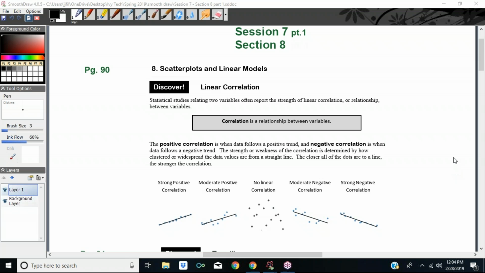Okay. So let's see. The positive correlation is a trend up to the right. A negative correlation is a trend down to the right. And then it says the strength or weakness of the correlation is determined by how clustered or widespread the data values are from a straight line. The closer all of the dots are to the line, the stronger the correlation. So there's some pictures there. A strong positive correlation, moderate positive, no linear correlation. See how the dots are all scattered about. You can't really draw a best fit line through that cloud of dots. And then a moderate negative correlation and a strong negative correlation.